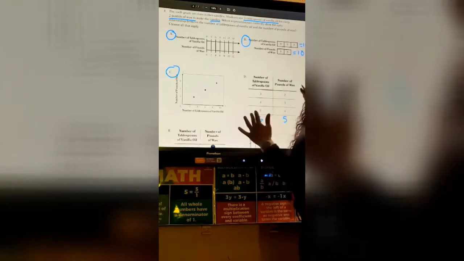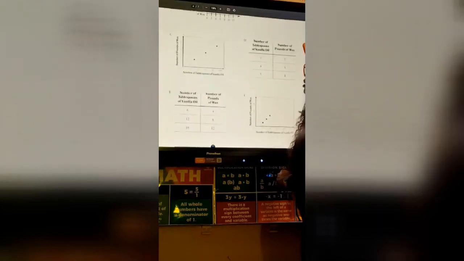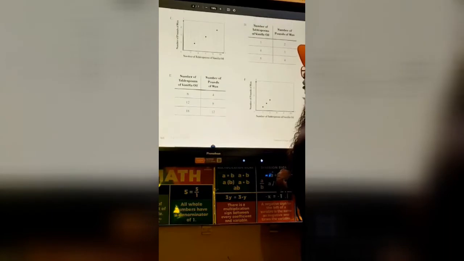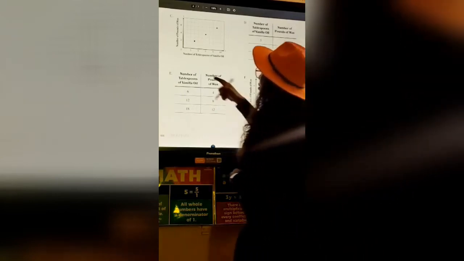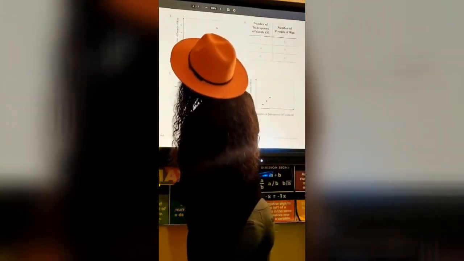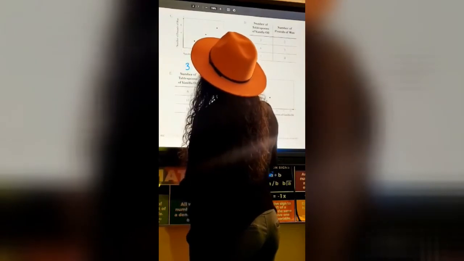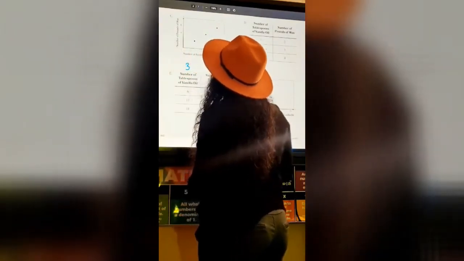I'm going to have to clear the screen so that I can move on to the next parts. For right now, we determined that A, B, and C are true statements and D is not a true statement. Then E, we remember that our initial base ratio, and I'm just going to write that, for the number of tablespoons of vanilla oil was 3, and the number of pounds of wax was 2, okay?